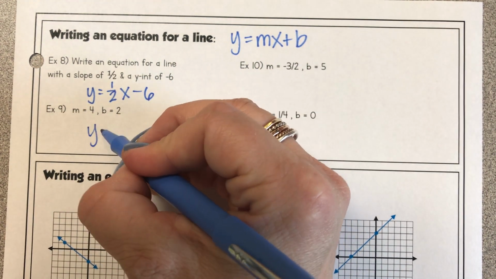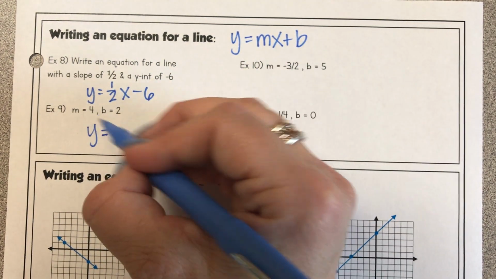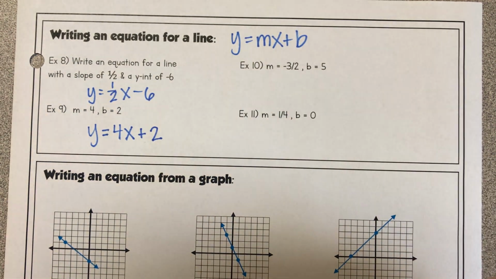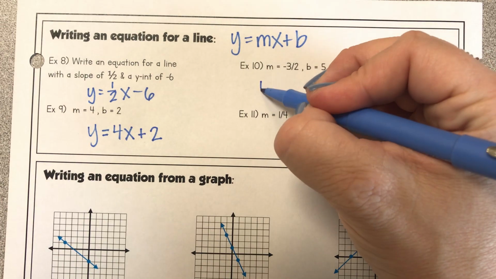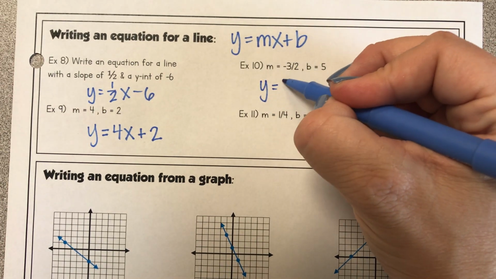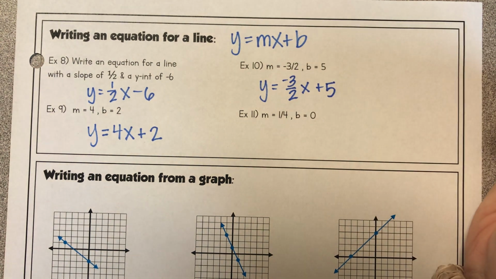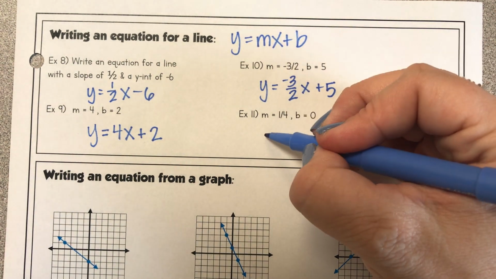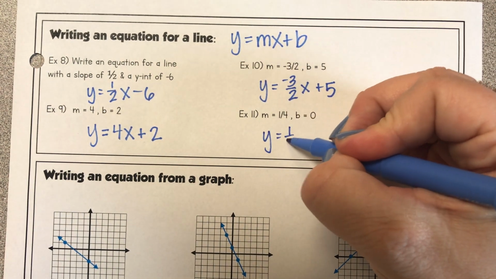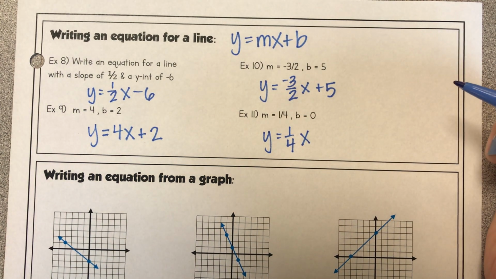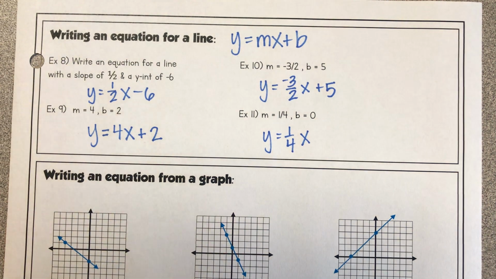Okay, number 9, y equals mx plus b. Number 10, y equals mx plus b. Number 11, y equals mx, and then do I need to write plus 0? I don't. I can if I want to, but I don't have to.